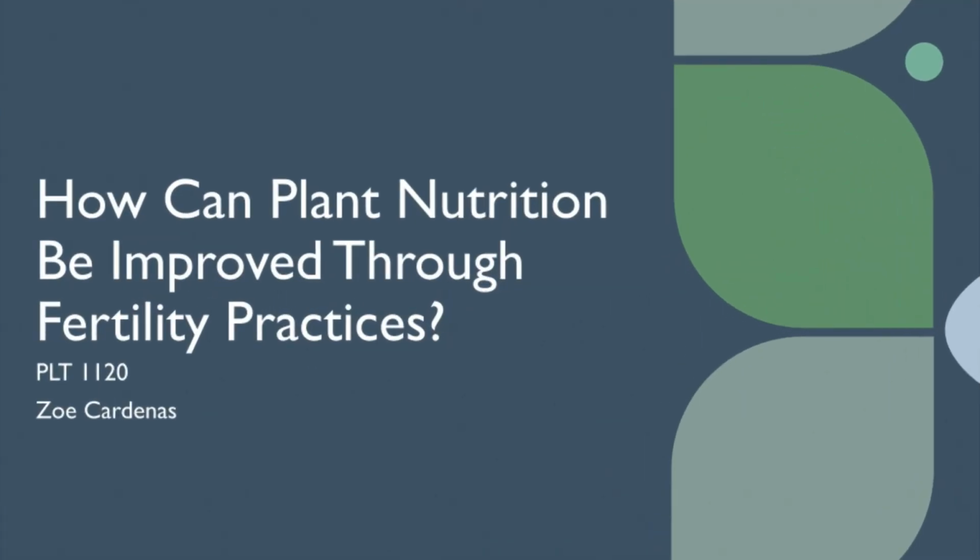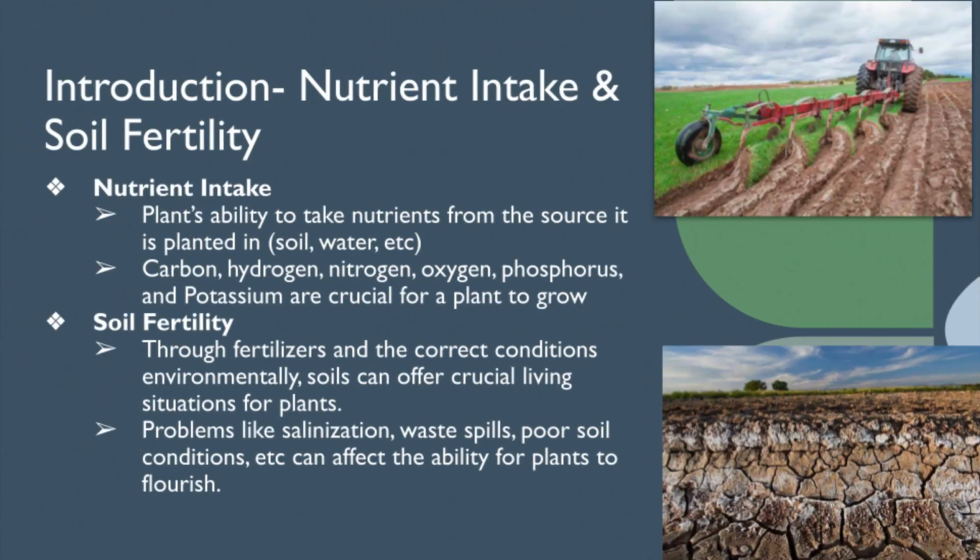How can plant nutrition be improved through fertility practices? By Zoe Cardenas. Introduction. Nutrient intake is the plant's ability to take nutrients from the source it is planted in, for example, soil or water.